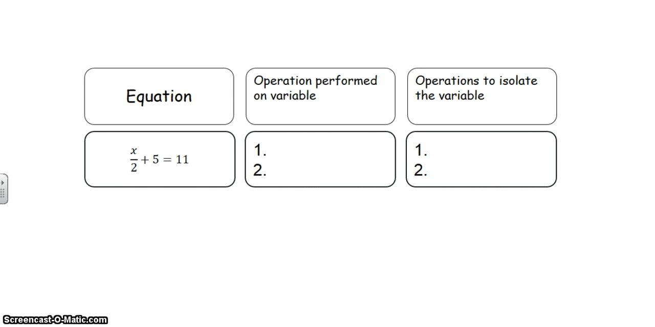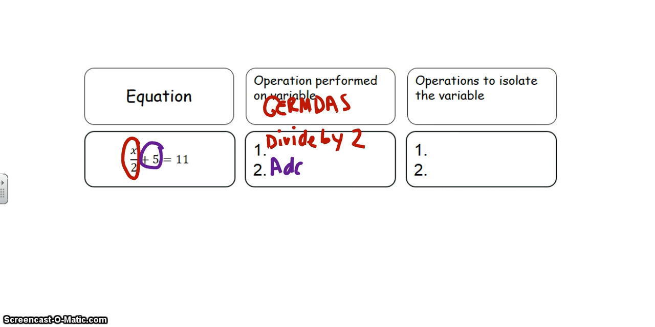Our first example here, we're going to talk about the operation performed on the variable and the operations that we need to do to isolate the variable. When we think about operation performed on the variable, we're going to think about GEMDAS. So looking at x, what would we do first? Well, first we would want to do the dividing by 2. So step 1, divide by 2. Then we would do the adding 5. So step 2, add 5.